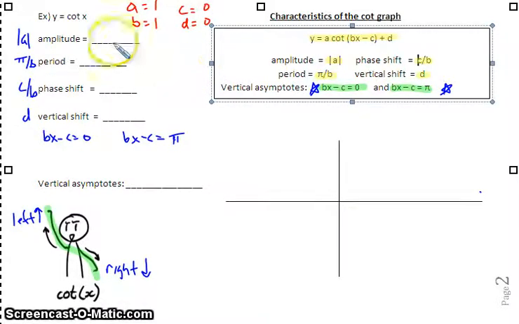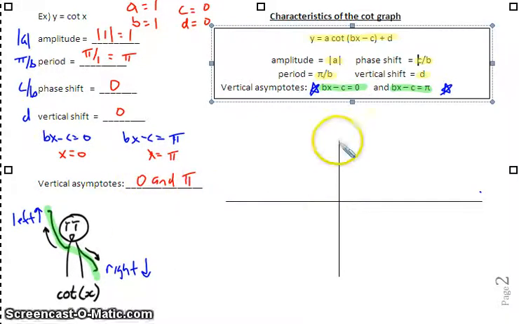So if we think about this, absolute value of 1 is 1. The period is pi over 1, which is just pi. The phase shift would be 0 over 1, which is just 0 because there is no C, and there is no vertical shift. When I put my asymptotes on the graph, my bx minus c for this graph is just an x. So x would be equal to 0, and x would be equal to pi. So we'd have 0 and pi as my asymptotes.